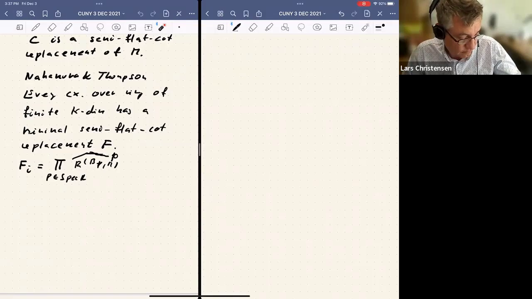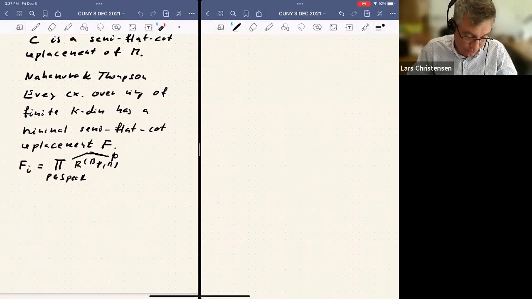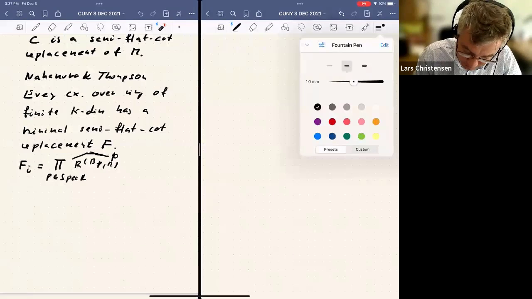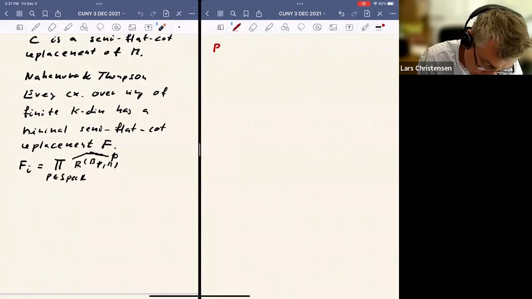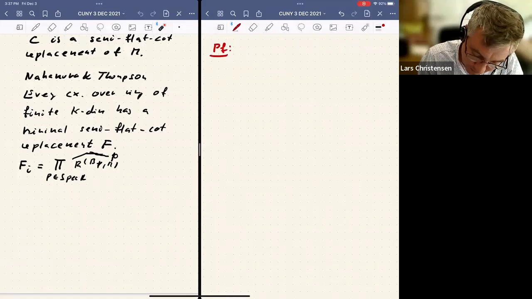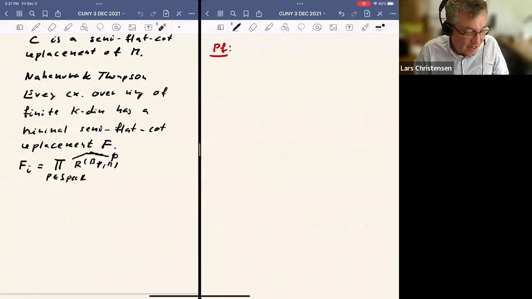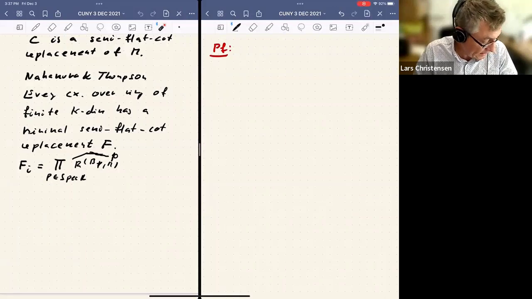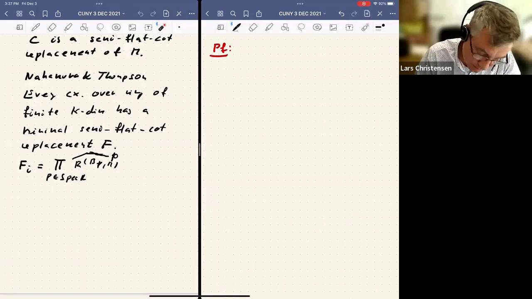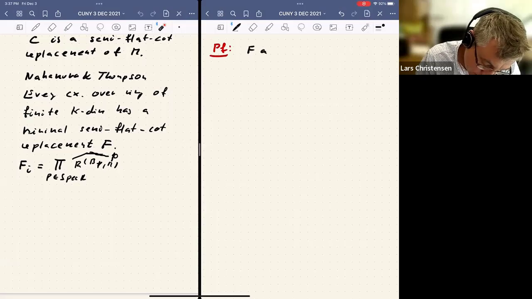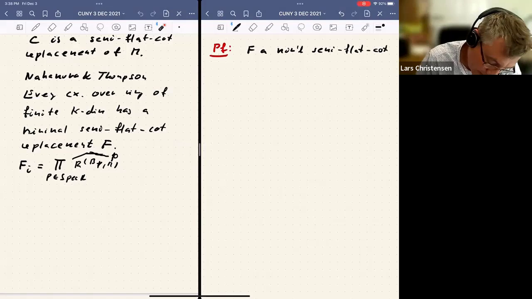So let's see. We can now prove the theorem. So let me just write proof in red because it's the proof of the red theorem that I'm starting now. So we take a minimal, so F is going to be a minimal semi-flat cotorsion replacement of M.